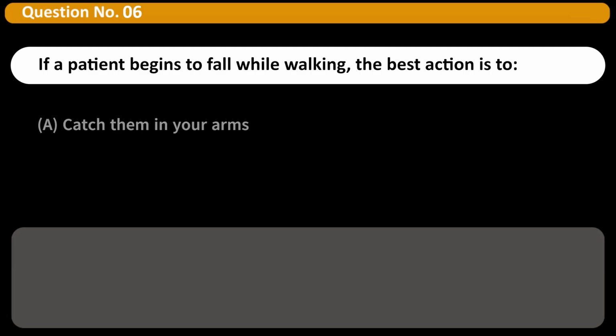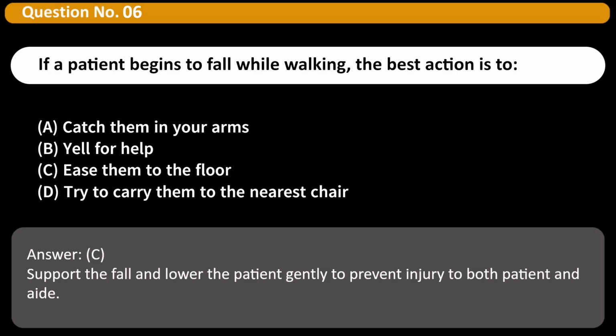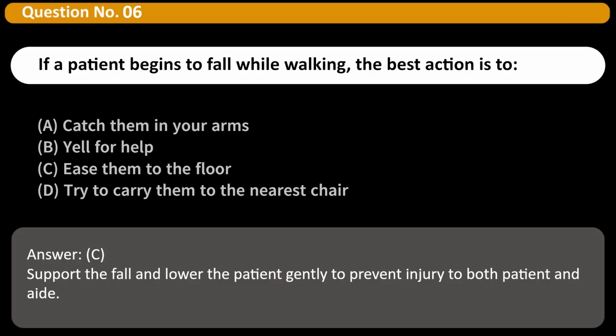If a patient begins to fall while walking, the best action is to: A. Catch them in your arms. B. Yell for help. C. Ease them to the floor. D. Try to carry them to the nearest chair. Answer: C. Support the fall and lower the patient gently to prevent injury to both patient and aide.